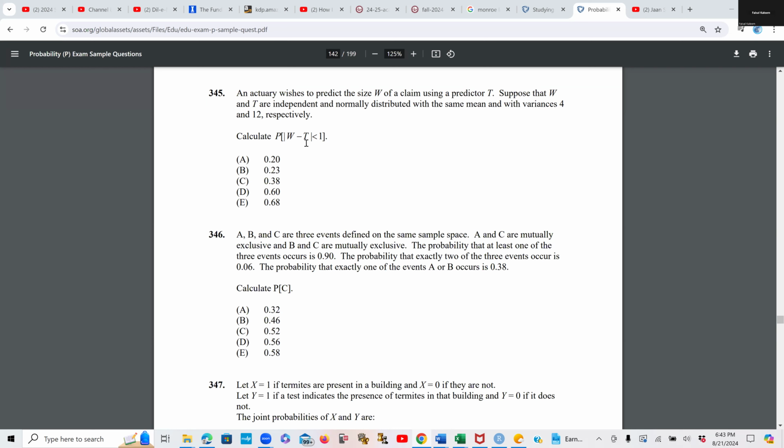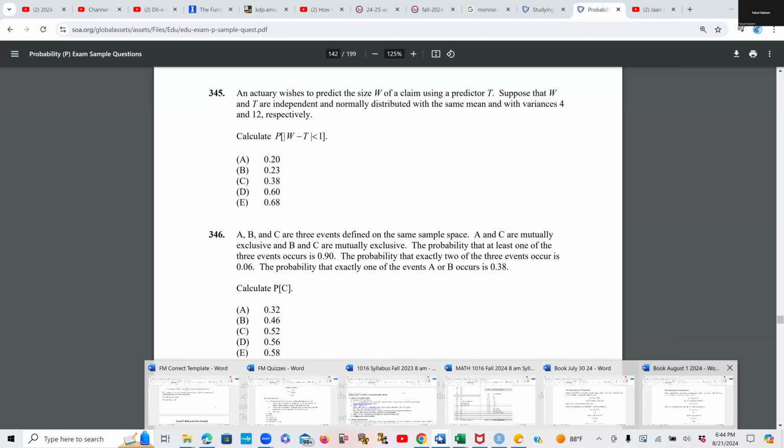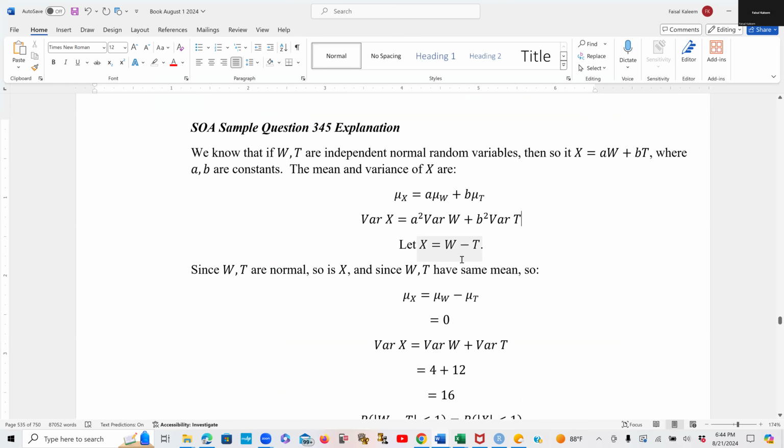So we will let W minus T equal to another variable. Let's call it X so that it's easy to do the calculations. Since X will be the difference of two independent normal variables, X will also be normal. And we are given that W and T have the same mean. So the mean of X will be mean of W minus mean of T. And since W and T have the same mean, the difference of their means will be 0. So mean of X will be 0.